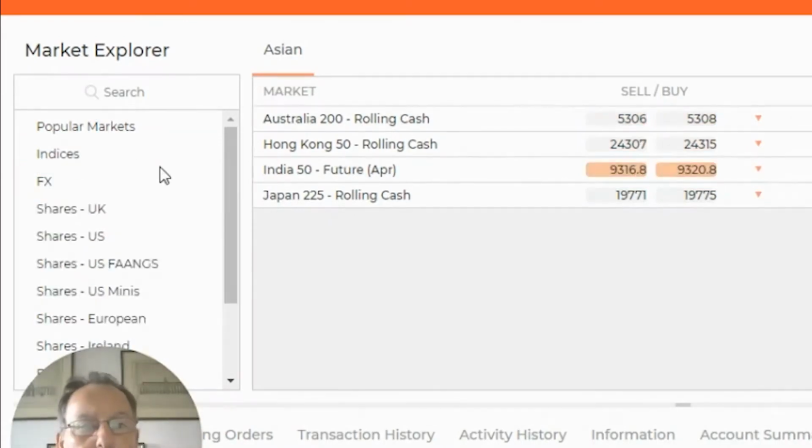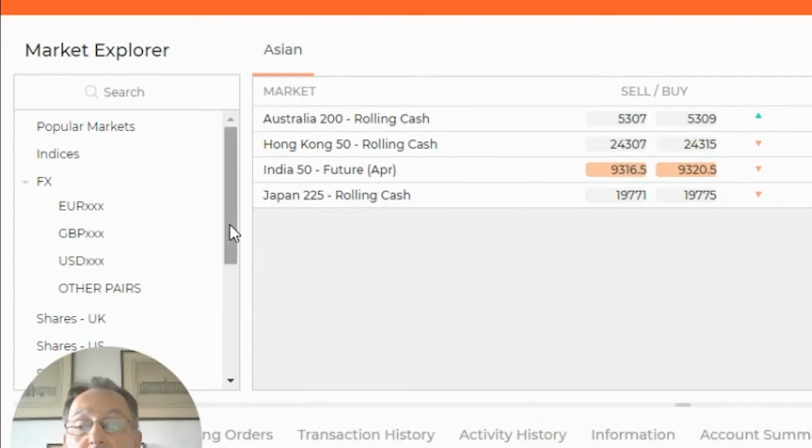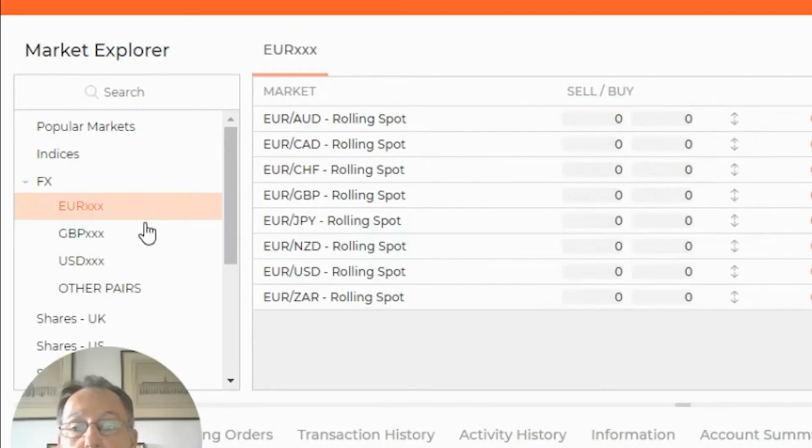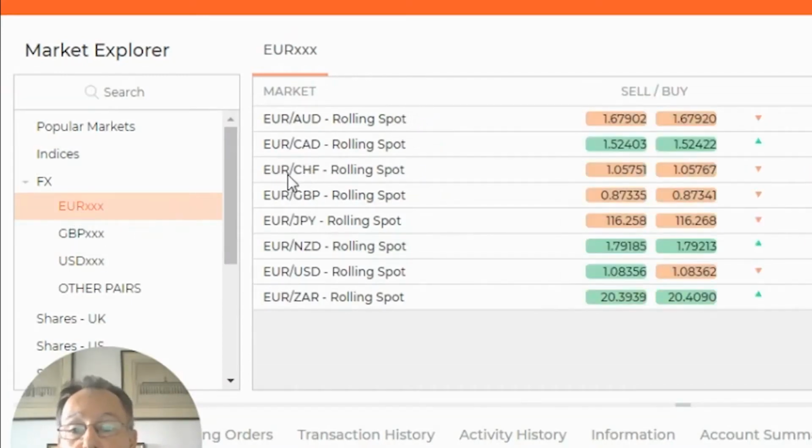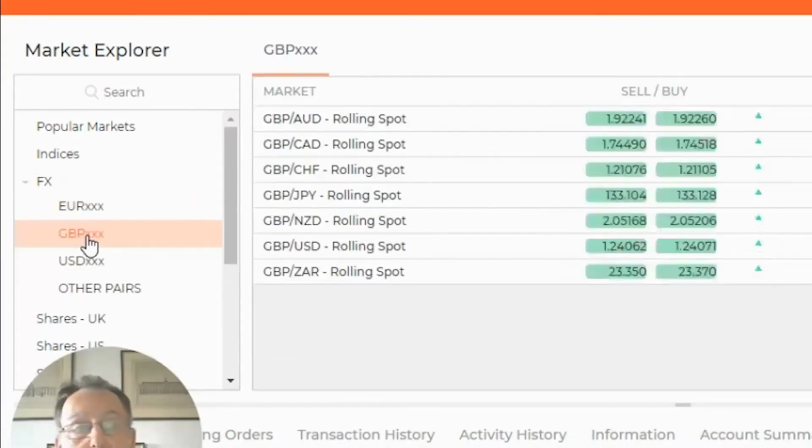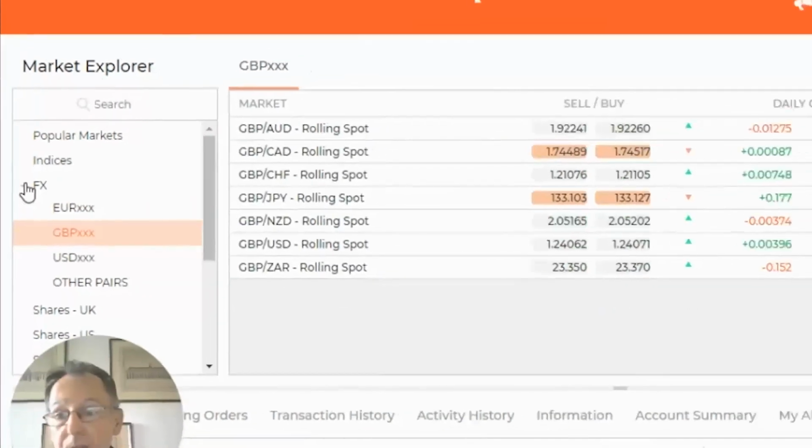If you're looking for a particular FX market, click on the FX tab, and we break it down depending on what the base currency is, so the first named currency. So we have the euro against such and such currencies. If I click here, you'll see the euro against the Aussie dollar, for instance, or the Swiss franc. Click out of here, and we have the same thing for the British pound.